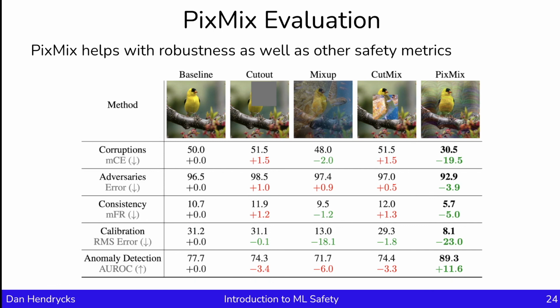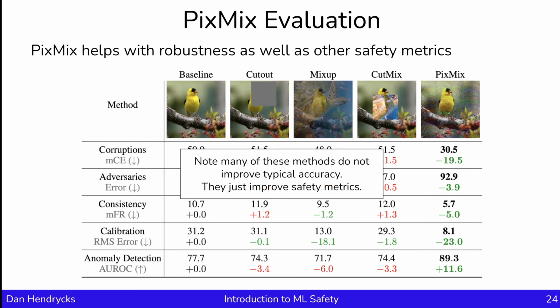PixMix also does better on various other safety metrics, which we'll describe later in this course, such as calibration and anomaly detection. Consequently, some data augmentation techniques can be useful for various safety metrics, and some might just help with some, but have a mixed effect overall. It's also worth mentioning that many of the data augmentation techniques presented in this lecture don't actually improve typical accuracy that much. They might just slightly improve it or not really change it at all. Some of them just improve safety metrics, so it's possible to improve safety without having any impact on the overall capabilities of models in typical vanilla situations.